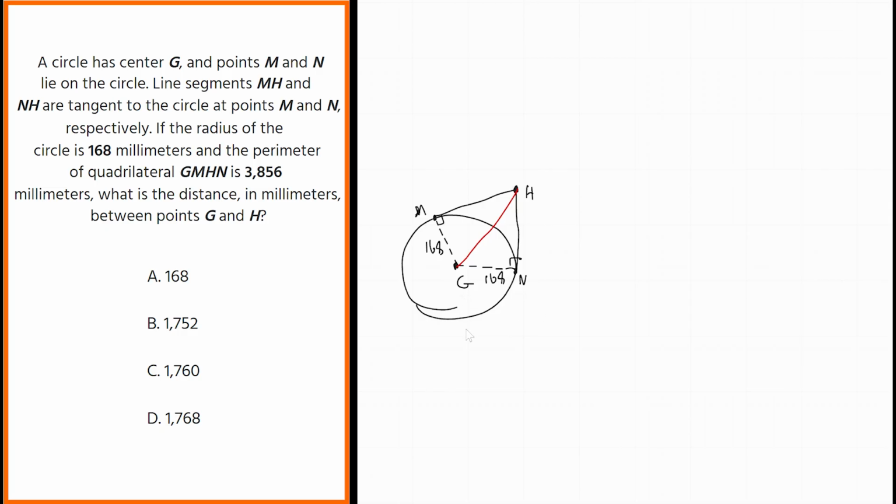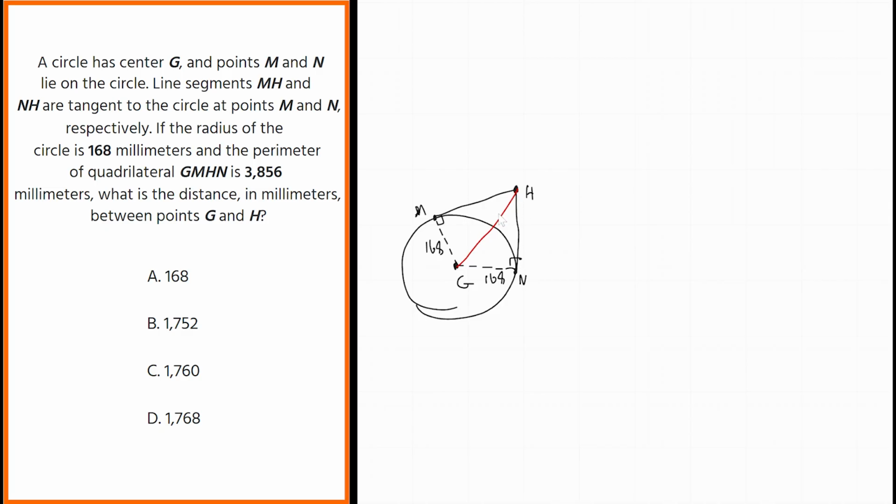So, how can we use all of this information that we have right here to find the length of that line? Well, one of the important things to realize is that these are both right triangles. This triangle GNH and this triangle GMH are both right triangles because of this right angle right here. Which means if we can find the length of one of these line segments, we can use Pythagorean theorem to find the length of the hypotenuse, or in other words, this GH line segment. So how do we find the length of one of these line segments?